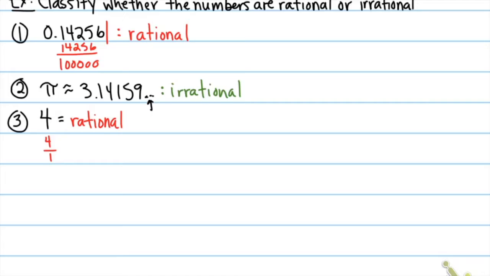Okay, another example. Let's say I've got the square root of 16. Well, the square root of 16 is equal to 4, because 4 times 4 gives you 16. And since 4, as we just determined up here, is a rational number, this number, the square root of 16, is rational.